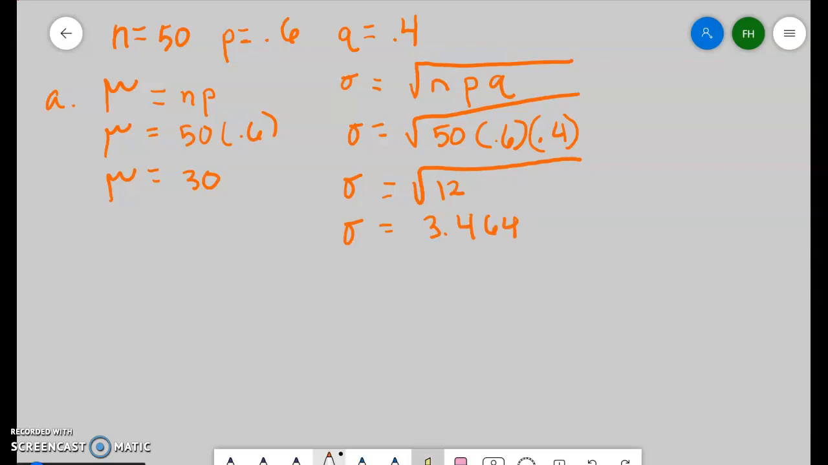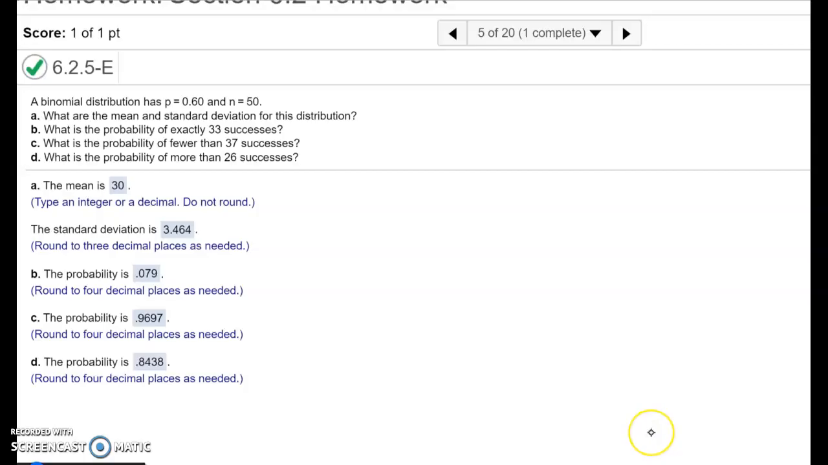So let's highlight our answers here, because for this problem, these two values will be used when we're doing probability. You'll need to know those two. Okay, so going to the second part of this problem. We want to know the probability for B. What is the probability of exactly 33 successes?